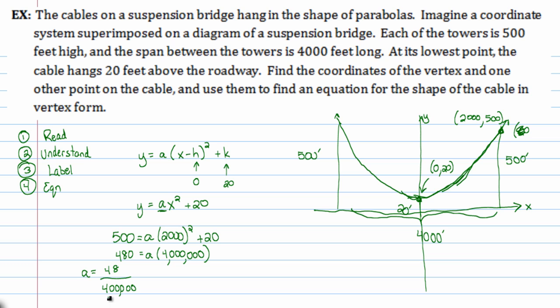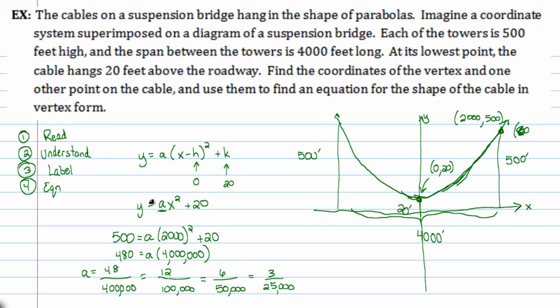That's 48 over 400,000. And technically, I suppose I could reduce this even further. Both top and bottom are divisible by 4. That's 12 over 100,000. Both top and bottom are divisible by 2. That's 6 over 50,000. Both top and bottom are still divisible by 2. That's 3 over 25,000. That's a skill you should always retain, the reduction of fractions.